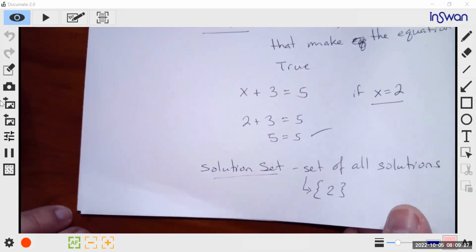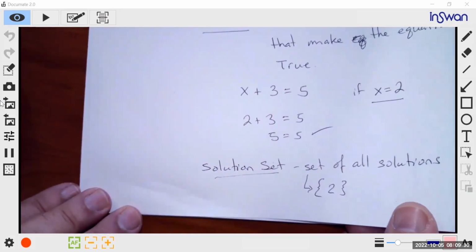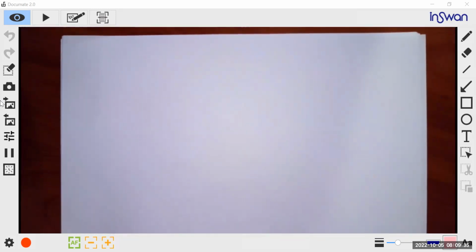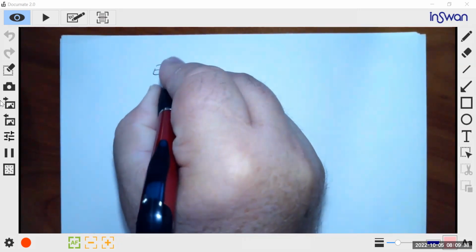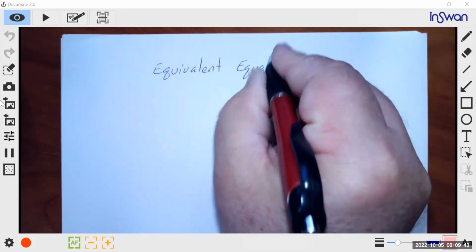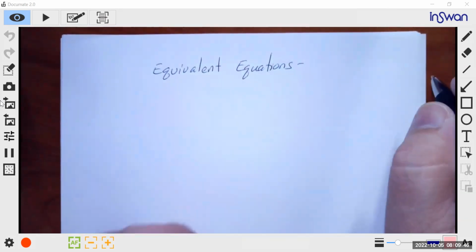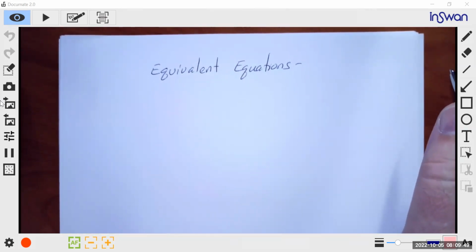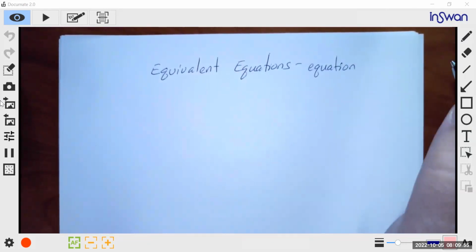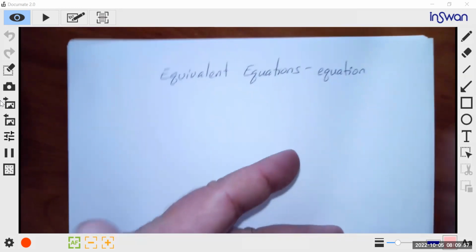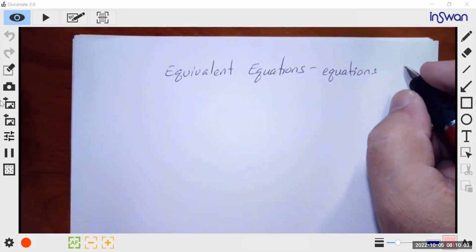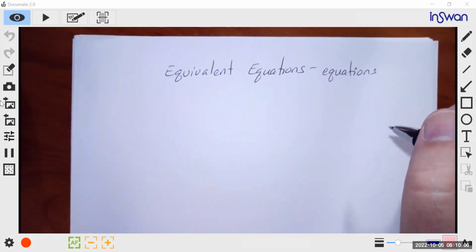All right, now let's talk about equivalent equations. Equivalent equations. What do you think equivalent equations are? And what makes them equal to each other? Yes, you're right. With the logic they had earlier, yes, you're absolutely correct. But they're equations that have the same what? If they're equal to each other, they have to have the same what?